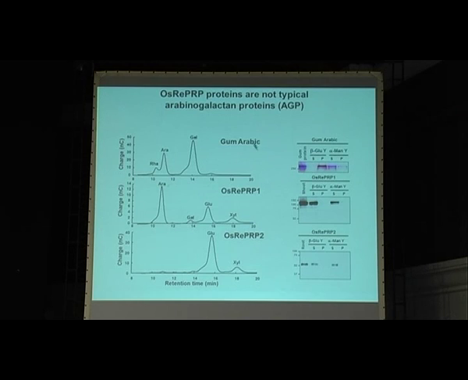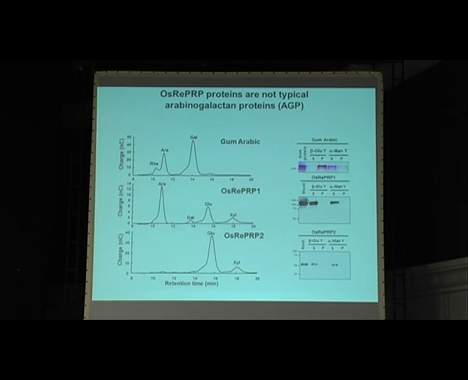The control is the so-called arabinogalactan protein that has been reported in the literature. We used gum arabic as a control. Indeed, we see arabinose and galactose. But in our P1 and P2, the composition is different. In P1, we have arabinose and glucose, although we do see some galactose. In P2, we see glucose and xylose. We cannot even detect arabinose and galactose. And so this is different from the traditional arabinogalactan protein, AGP.